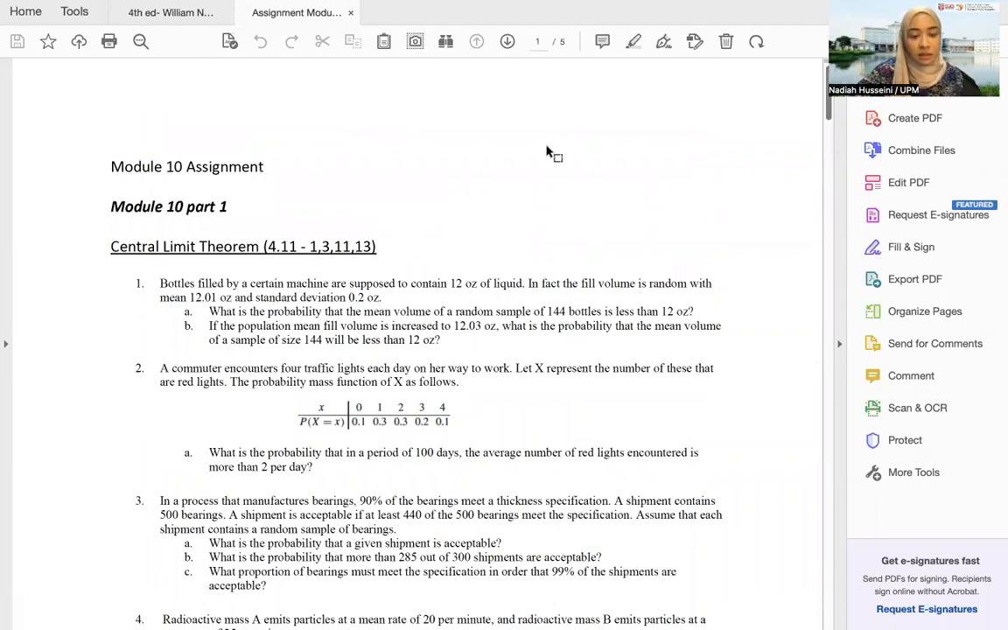So 7 days, try your best, because the module number 7 assignment is coming up soon as well. I know it's a lot of work, but it's to help you boost your grade, because your test 1 is... okay, so let's continue.